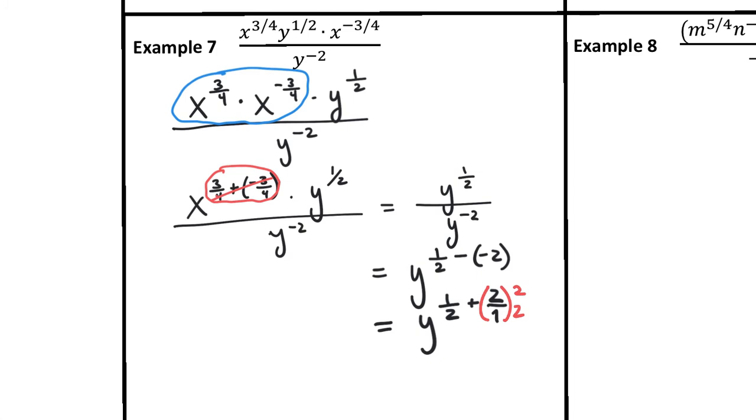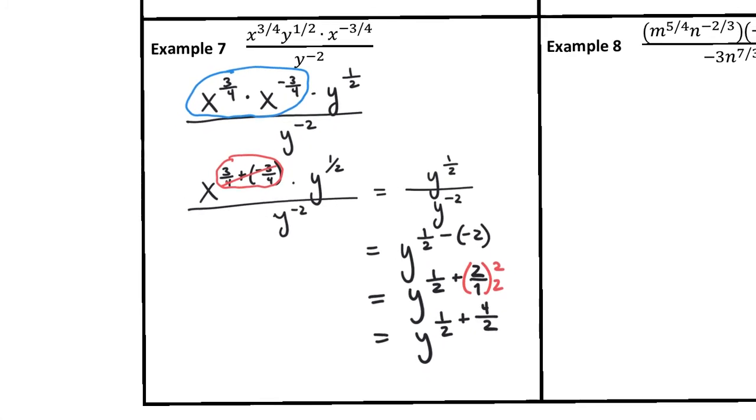So that's going to change to y to the 1/2 plus 2 times 2 is 4, and 1 times 2 is 2. And so final answer is going to be y to the 5/2. Because 1 plus 4 is 5, divided by the common denominator of 2.